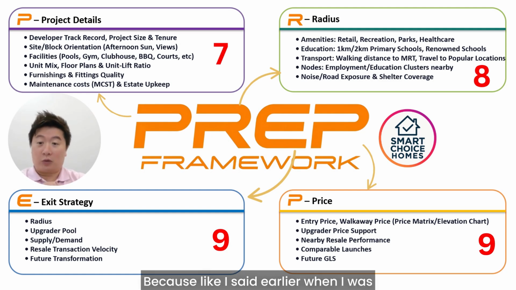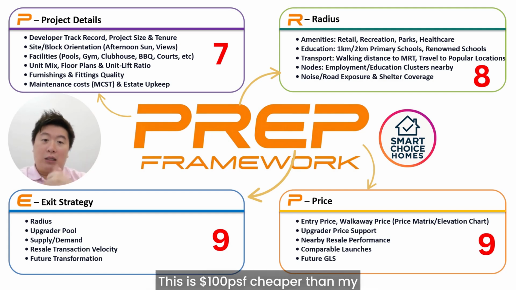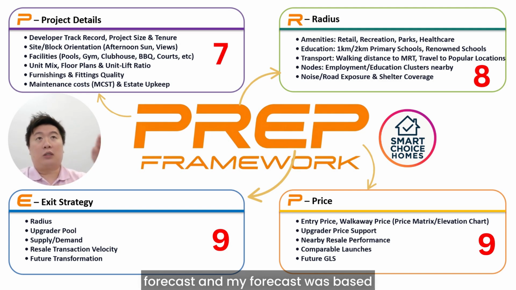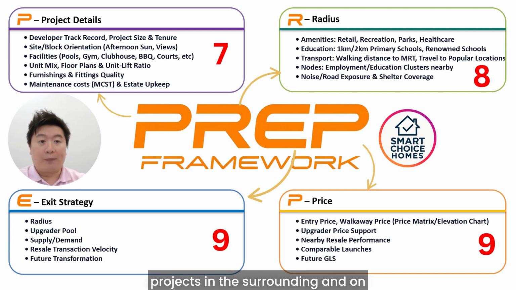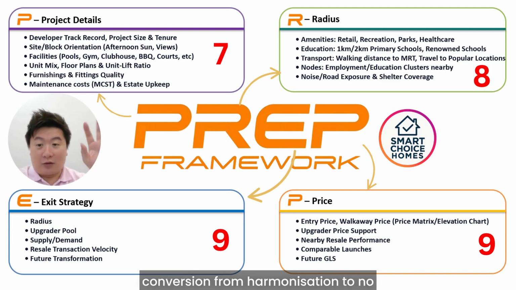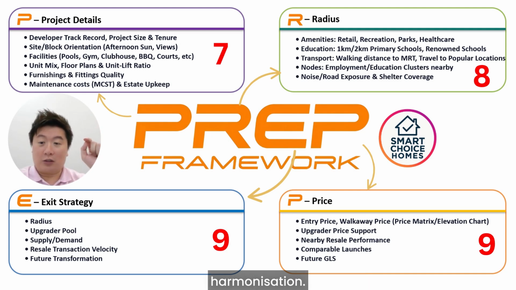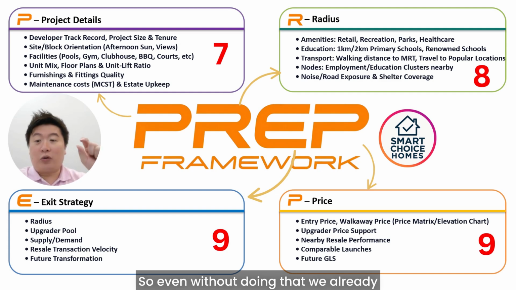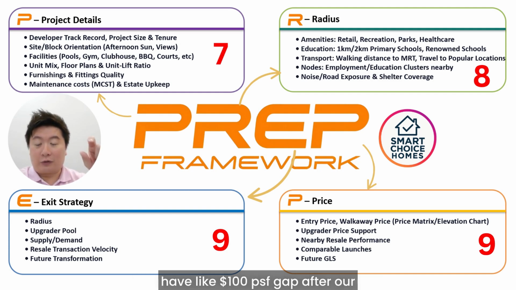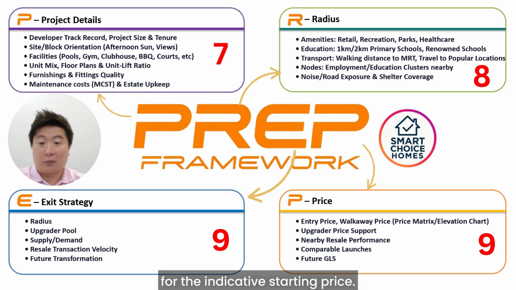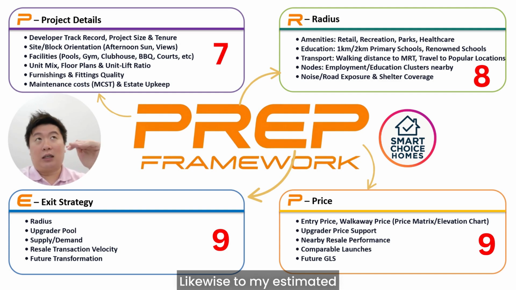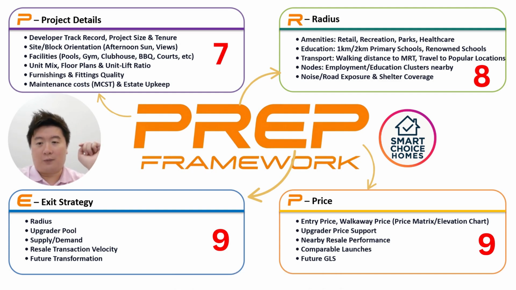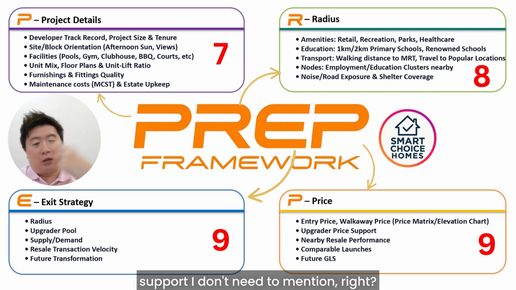Why? Because like I said earlier when I was talking about the elevation, it's 100 PSF cheaper than my forecast, and my forecast was based on the performance of the resale projects in the surrounding. And on top of that, I have not done the conversion from harmonization to non-harmonization. If I had done that, the price difference, the gap would be even bigger. So even without doing that, we already have like 100 PSF lower than our forecast for the indicative starting price. So that's really good. And then the upgrade price support, don't need to mention, right?